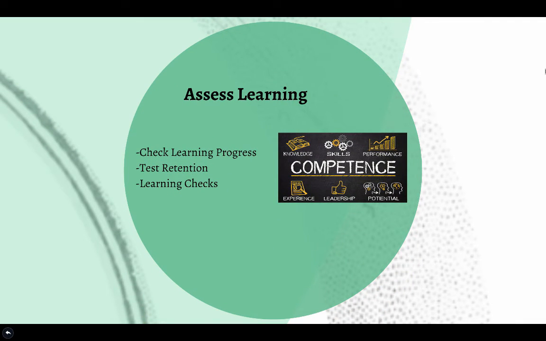Include ways to assess that participants are learning the skills you are training them on. Make time to check learning progress and retention. Assess before, during, and after training is completed. Think about when you'll check the students have understood key points. Build in learning checks and question and answer sessions and include these in your template.